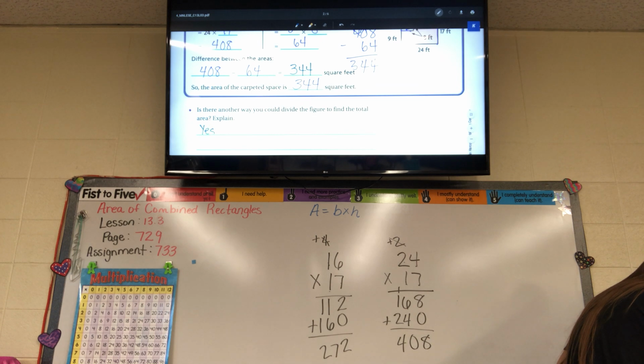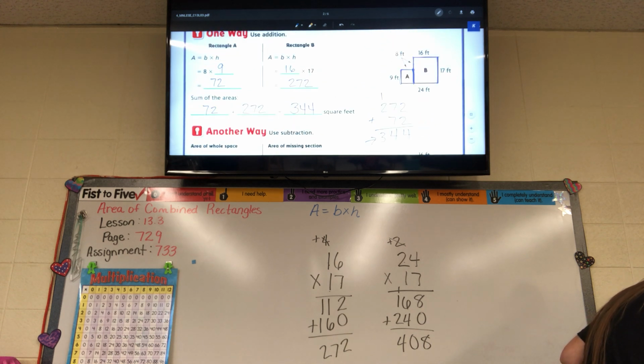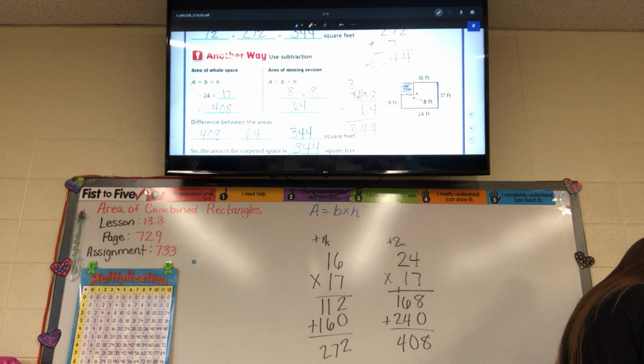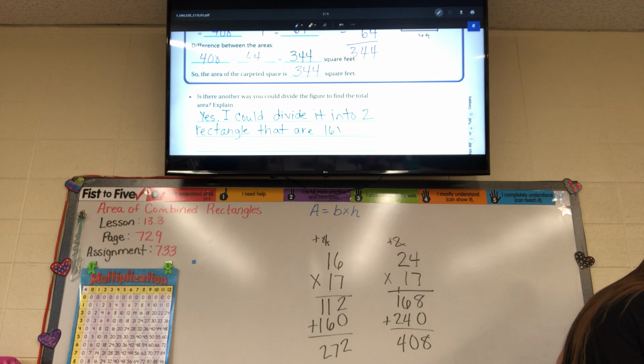Yes, I could divide it into 2 rectangles, so if we did that, it would be 16 by 8 and 24 by 9. 16 times 8 and 24 times 9.